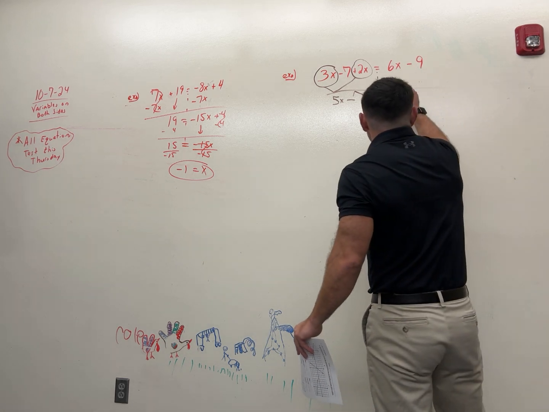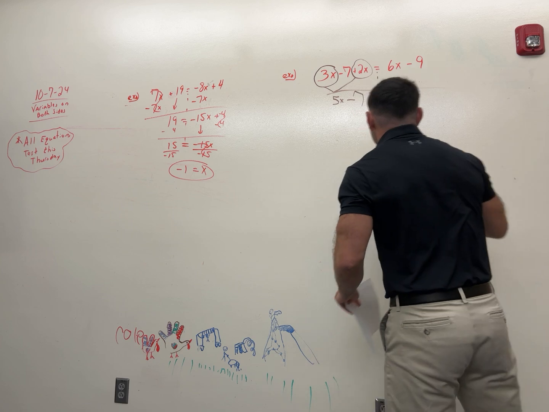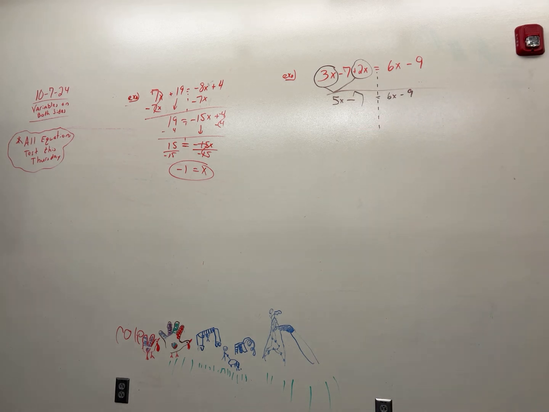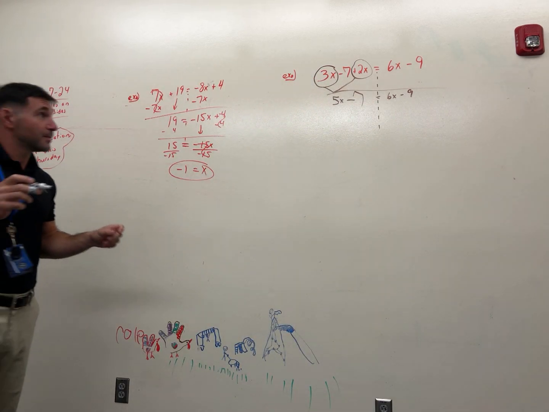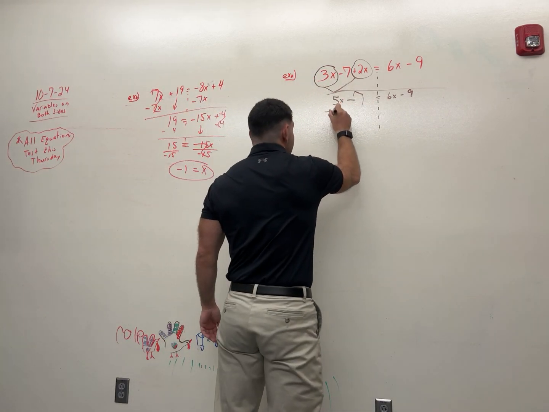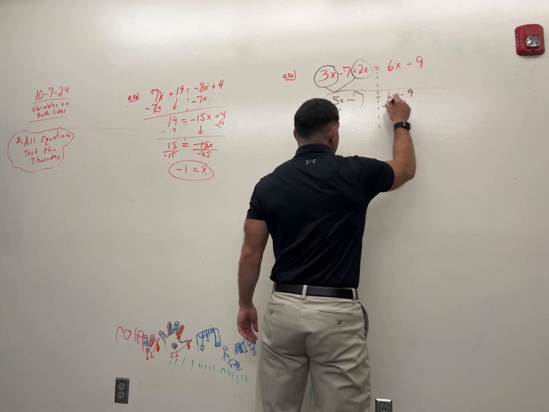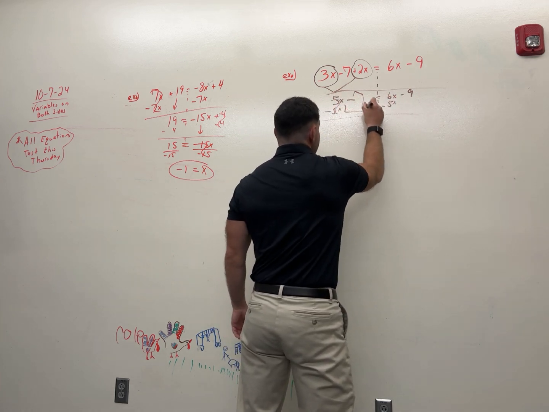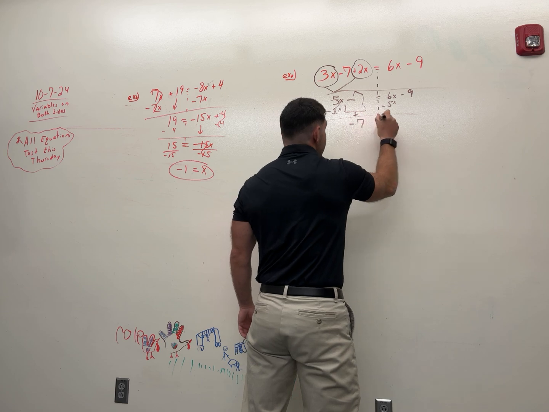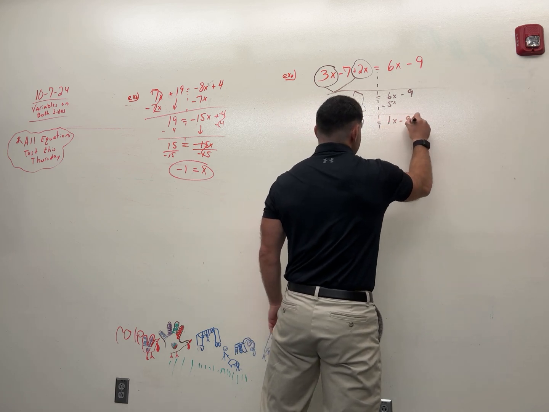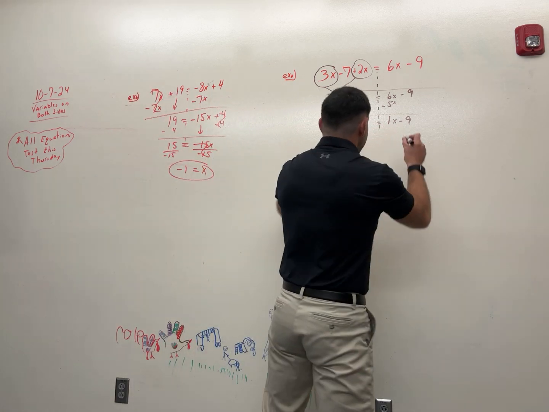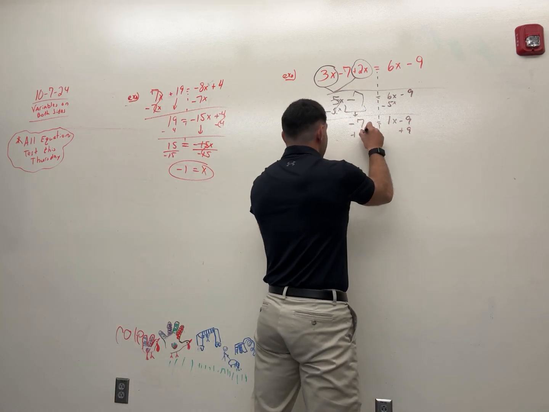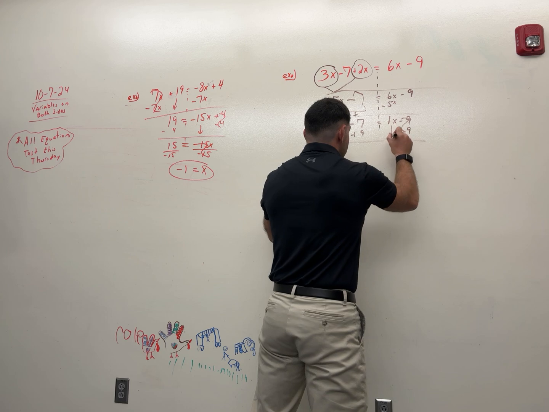This all drops 6x minus 9. So, now we are combining variables on opposite sides. So I'm going to subtract a 5x. That leaves me negative 7 equals 1x minus 9. Then I need to get the x by itself. I add 9 to both sides.